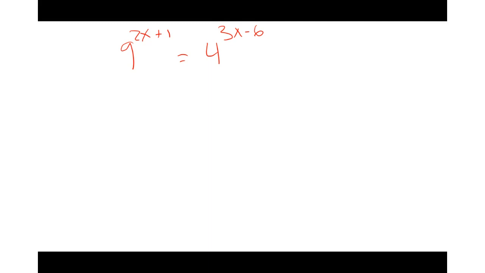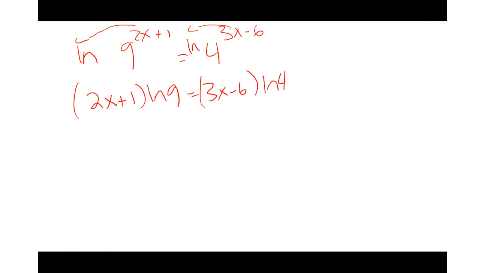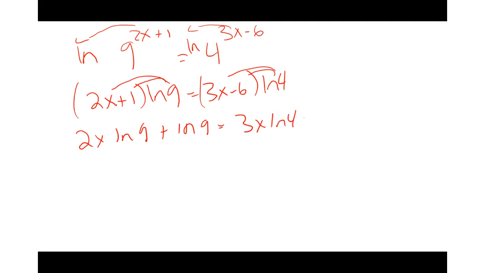Stacy's stuck. All right. Let's take a look here. We're going to take the log of both sides. This time I'm going to take the ln of both sides, just so you know that it doesn't matter whether you take the log or the ln. When we do that, the exponents will drop in front, and we'll have 2x plus 1 ln 9 equals 3x minus 6 ln 4. Now we'll distribute, and we get 2x ln 9 plus ln 9 equals 3x ln 4 minus 6 ln 4.